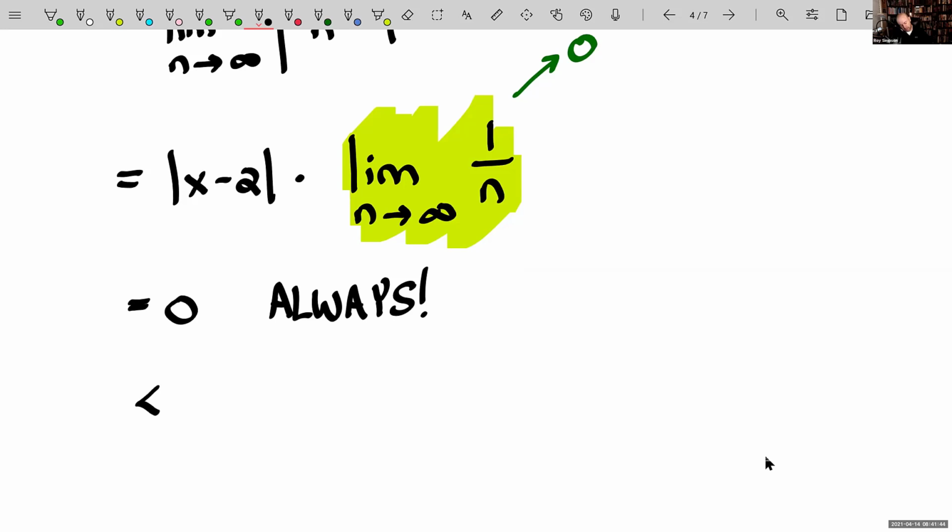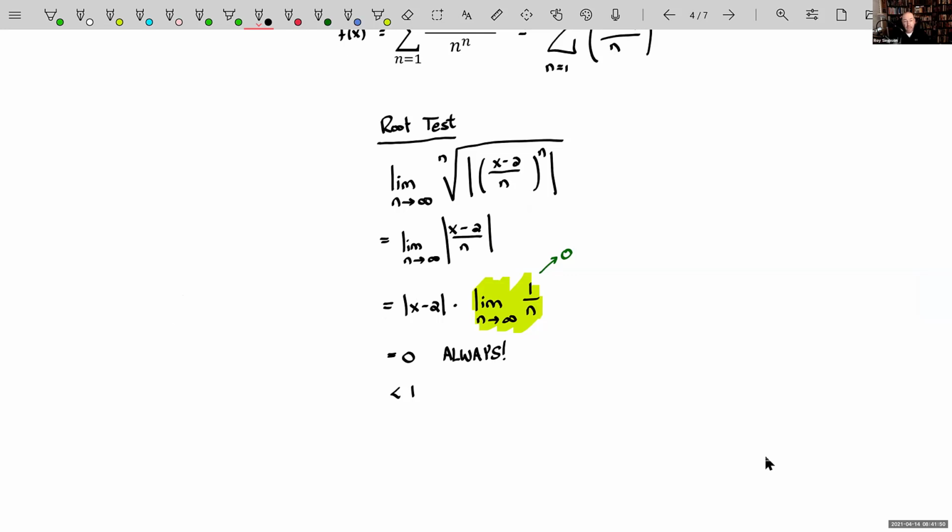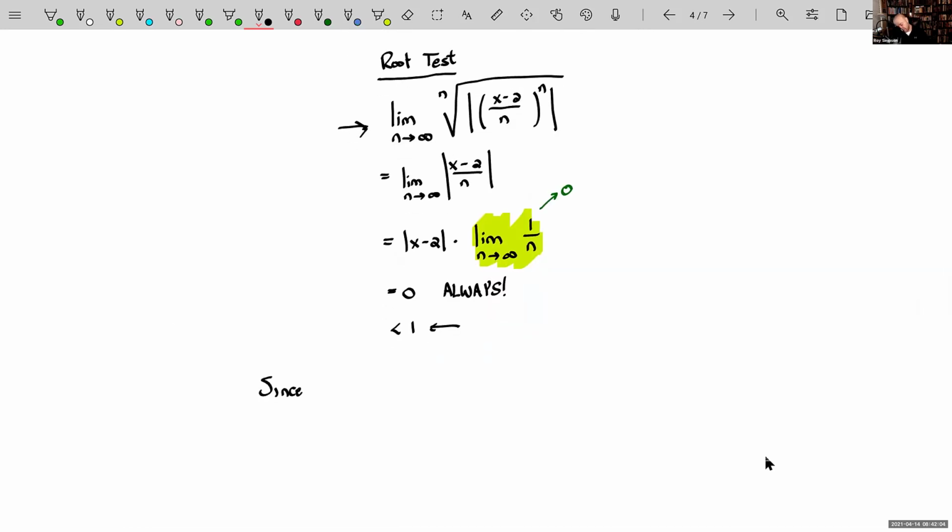And that, my friends, is less than 1. And remember, the root test tells us that we have convergence, absolute convergence in fact, if that limit that we started with, this guy right here, becomes less than 1. Since the limit is less than 1 always, this series, the power series, is always convergent for any value of x.